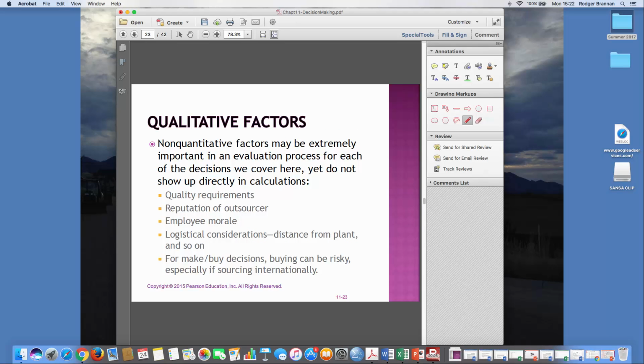Again, these are the qualitative factors that can come into making a decision whether we actually make or buy, whether we insource or outsource, whether we take on a special order. Those are things that have to be considered, that are extremely important.